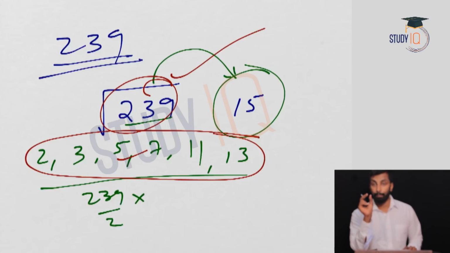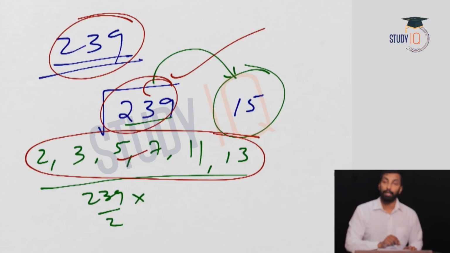So if you need to check whether a number is prime or not, take the approximate root of it, see the prime numbers till that number and start dividing. If you can divide with any of the numbers, that's not a prime number because it's a factor. That's why you can divide. If you cannot divide with any of the prime numbers, the given number is a prime number. So 239 is a prime number.